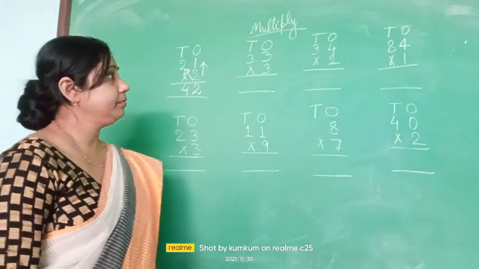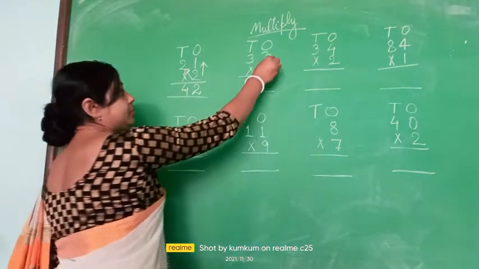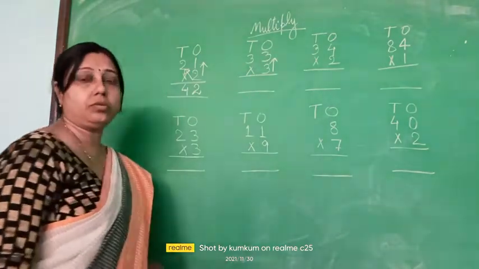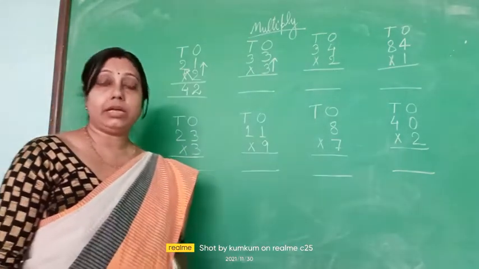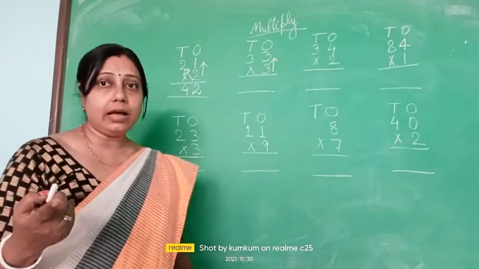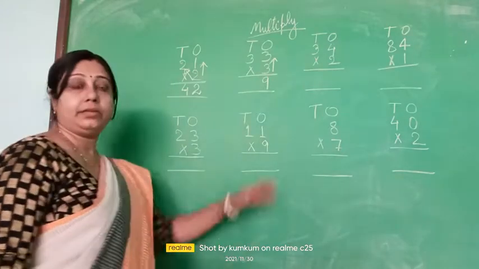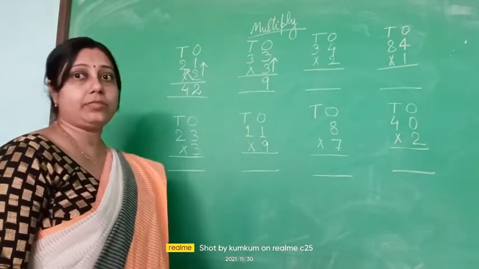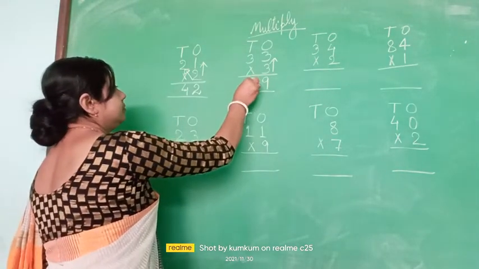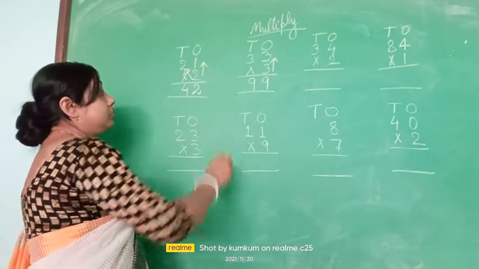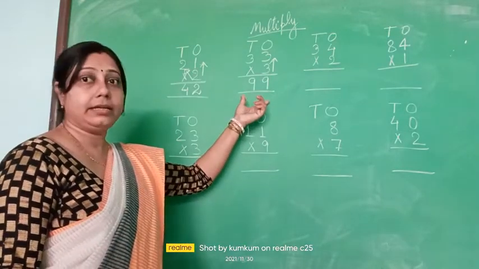Next one, 33 into 3. Now see, we are going to multiply first this 3 into 3. Both the numbers are 3, so no problem. You can count the table of 3. 3 ones are 3, 3 twos are 6, 3 threes are 9. Now I am going to write here 9. Now again 3 into 3. That means again 3 threes are what? So 3 threes are 9. Now, we can say 33 multiplied by 3, the answer is 99.